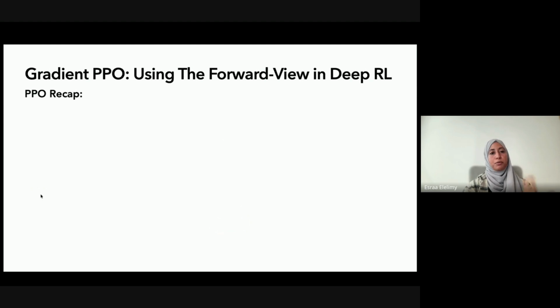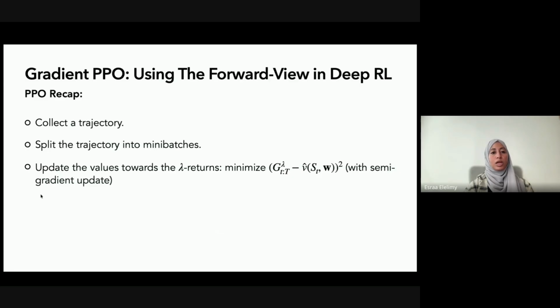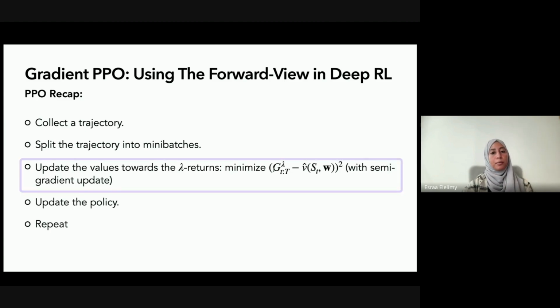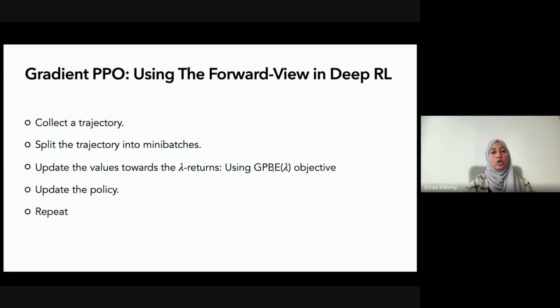A quick recap of PPO, which is a policy gradient algorithm: you collect a trajectory, split this trajectory into many batches, and then update your value estimates towards the lambda return. But PPO does this semi-gradient update, with a stop gradient around here. After you compute your value update, you can update your policy and repeat. We will do the same thing, except that we replace this component with our objective, and keep everything else in PPO the same. So this is the main part that changed.